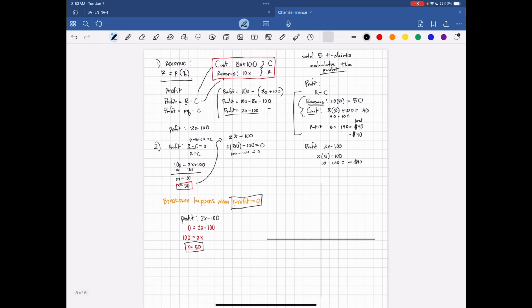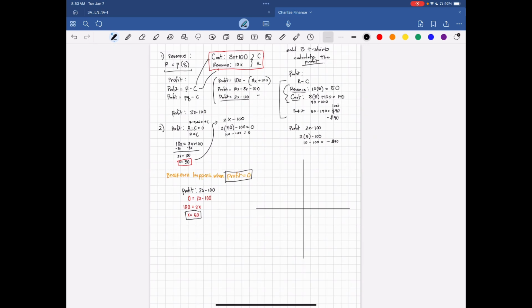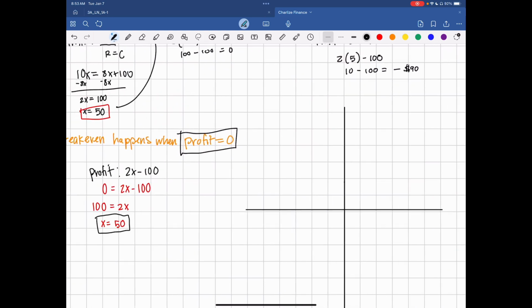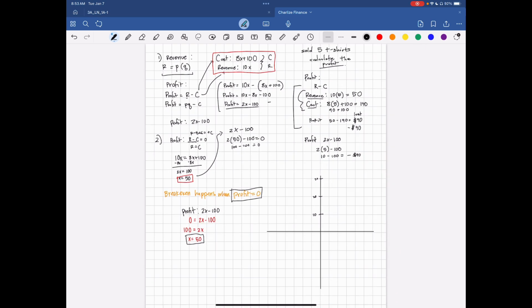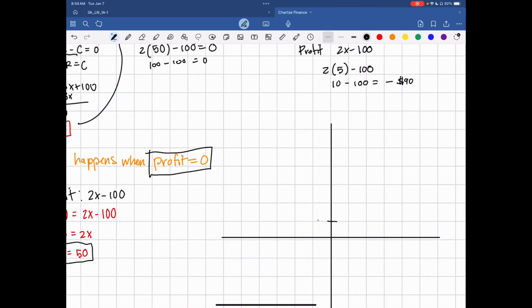If I'm saying that 8x plus 100 and 10x have to be equal, that means that if I'm looking at it on a graph, I'm just going to look at it just for fun. I'm going to do 10, 20, 30. Actually, that wouldn't be good. I would do 50, 100, 150, 200, 250, 300.